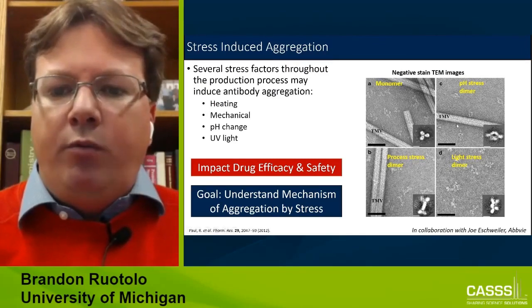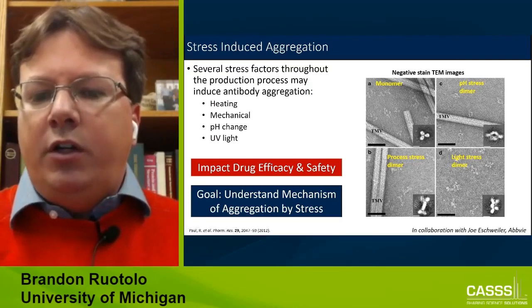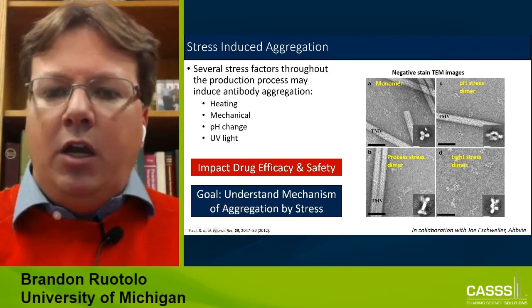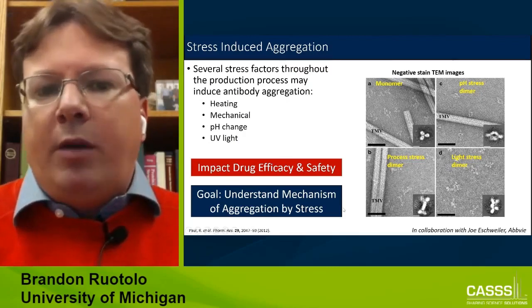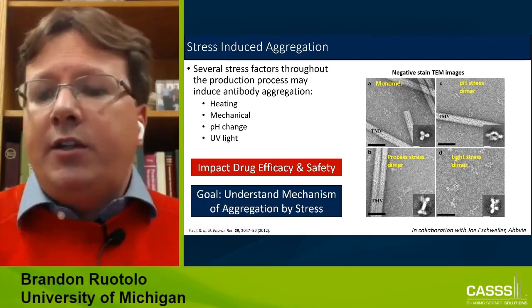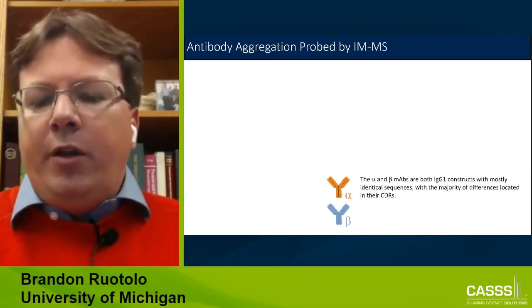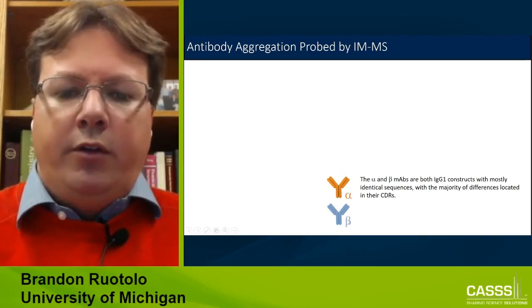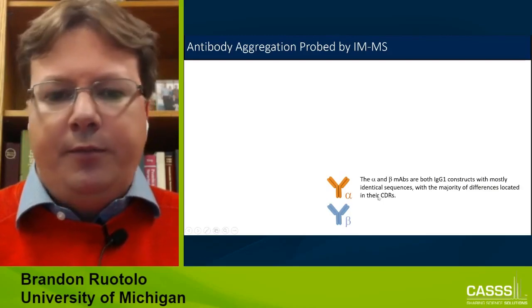And here are some examples of what we may see from some older TEM images showing that dimers can form in a face-on configuration, or using a tailed configuration, or other types of overlapping structures. The goal here is really to understand the mechanism of dimer formation and if the mode of stress has an impact on the dimer forms that are created. We're going to be looking at two different antibodies here, one termed alpha and one termed beta. They're essentially the same sequence, but they have differences in their CDR regions.